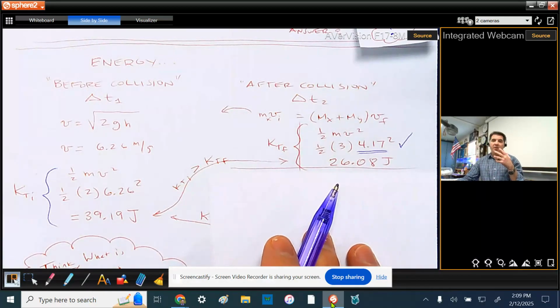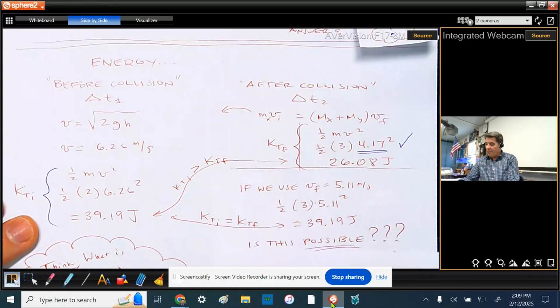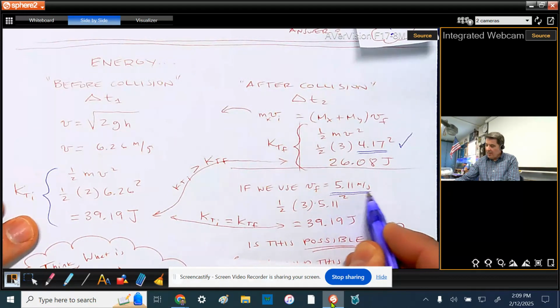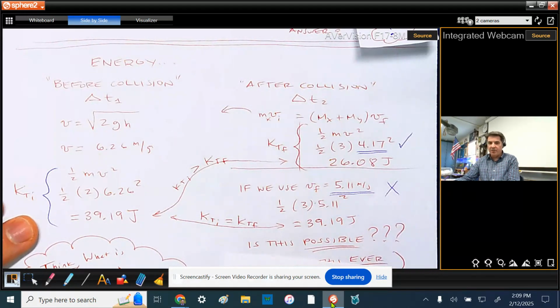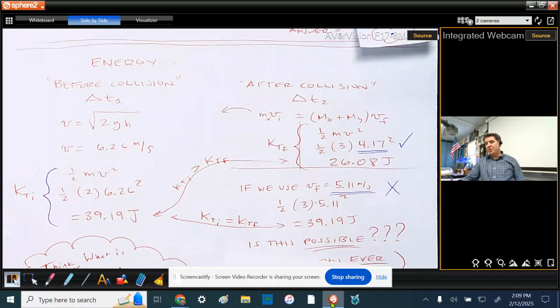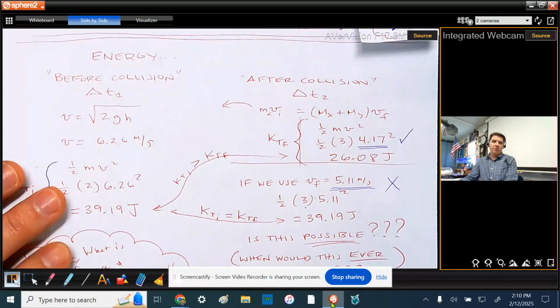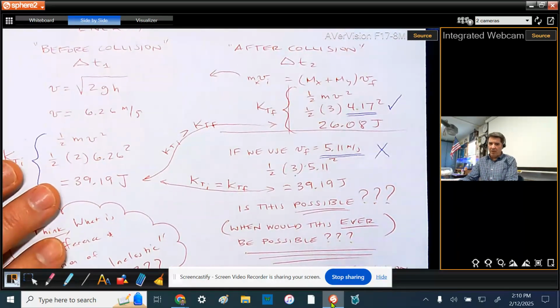So now, is that true? So if we did it this way, we use the 5.11 instead, right? That was the one that we said was not correct. Now that's using just the energy model. And why not? Well, if you use 5.11, we have 1/2 times 3, just like before, but we have a different speed now, 5.11 squared, and you get 39.19, which is pretty much 39.2, which is exactly the same as this. So why is that not possible? Is there ever a case where it would be possible, right?